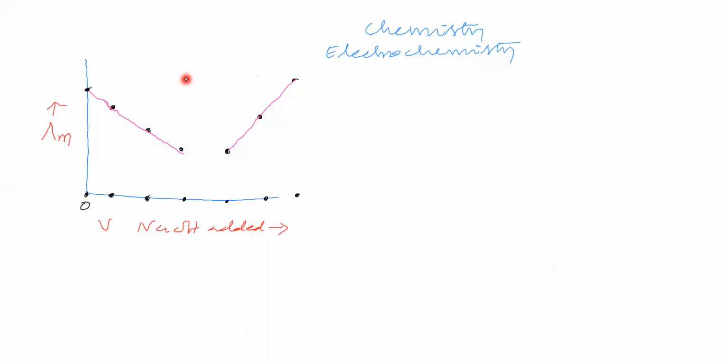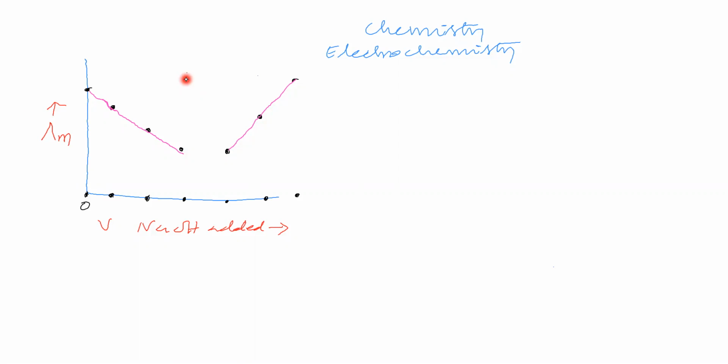Why is it so? First you have taken HCl solution in the vessel. On adding sodium hydroxide, HCl reacts with the sodium hydroxide. The H plus of HCl is replaced by Na plus of sodium hydroxide. Therefore lambda m decreases. At the equivalence point there is no more HCl; all the HCl is completely reacted.